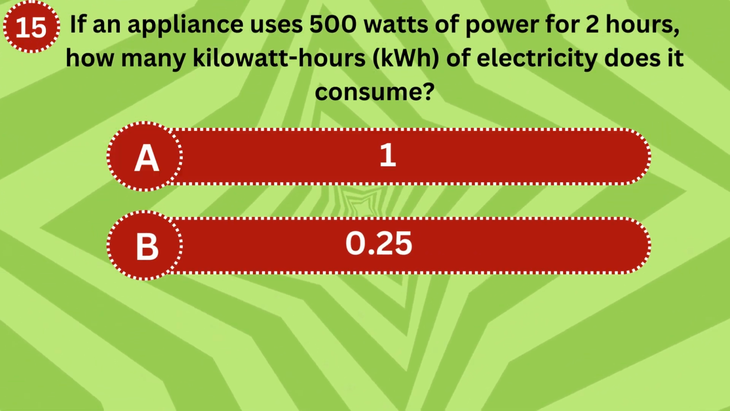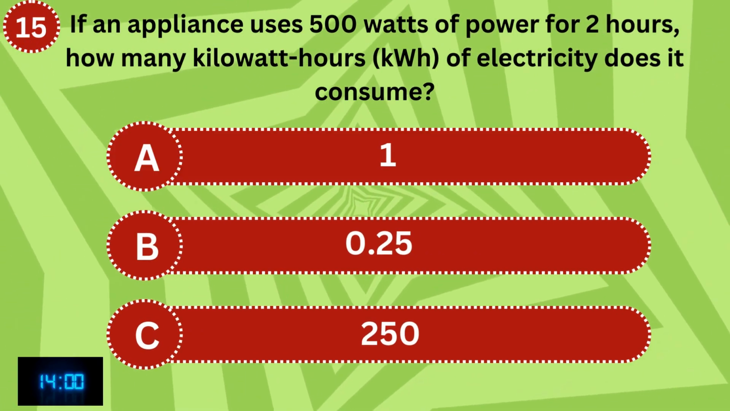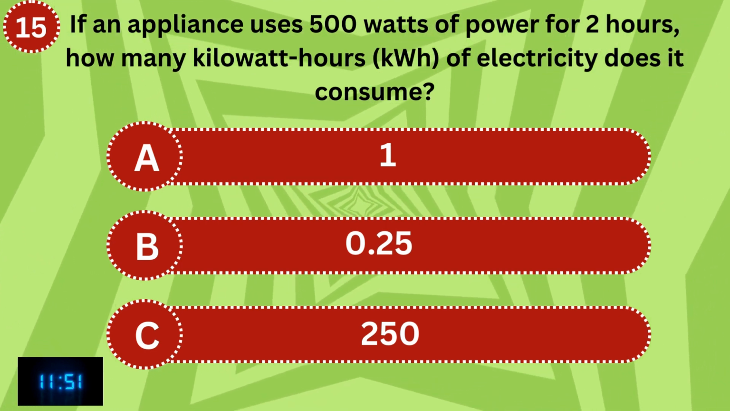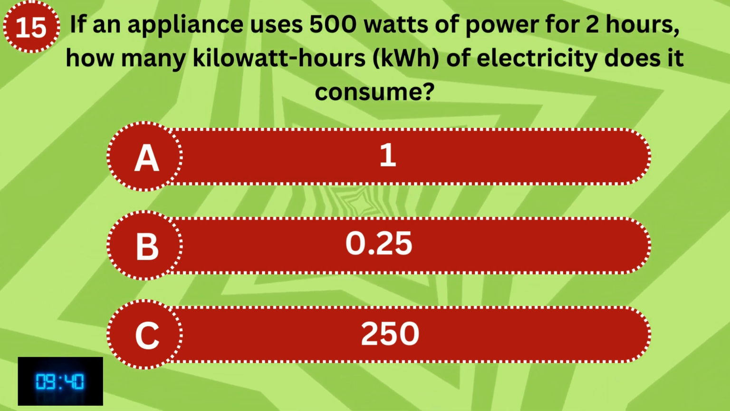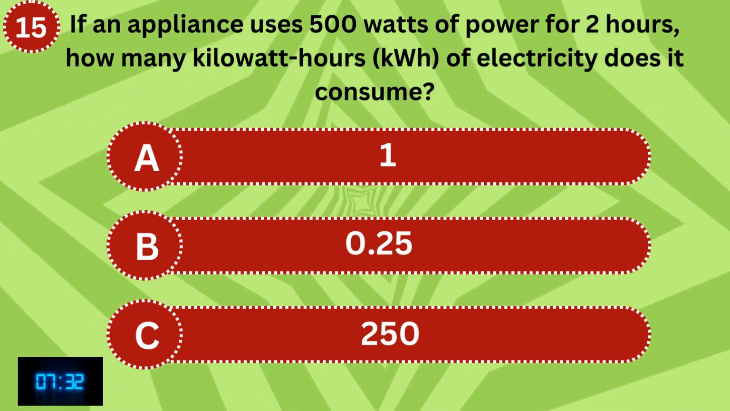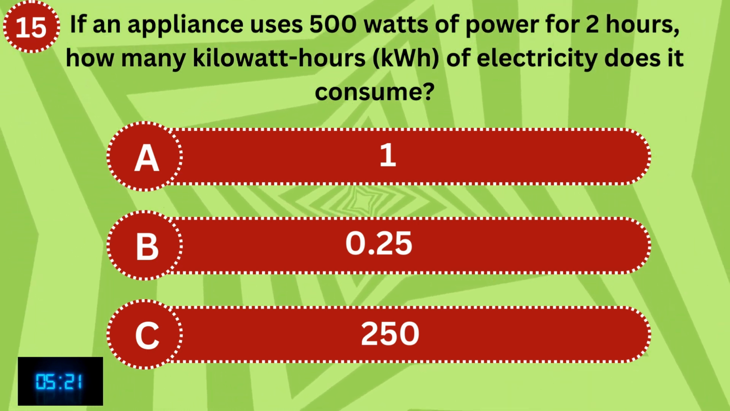If an appliance uses 500 watts of power for 2 hours, how many kilowatt-hours, kWh, of electricity does it consume? 10, 0.25, 250.